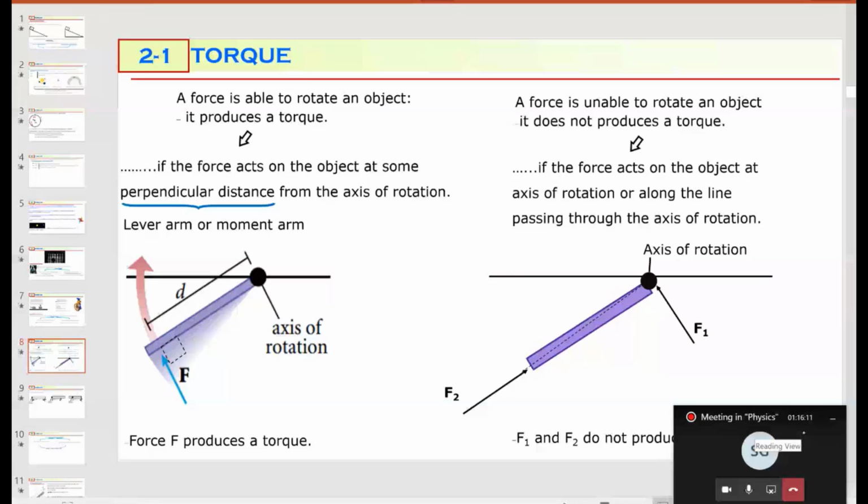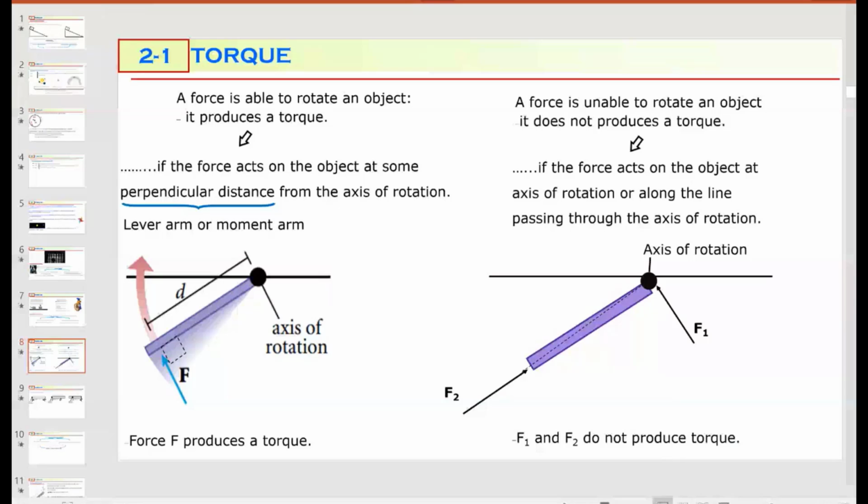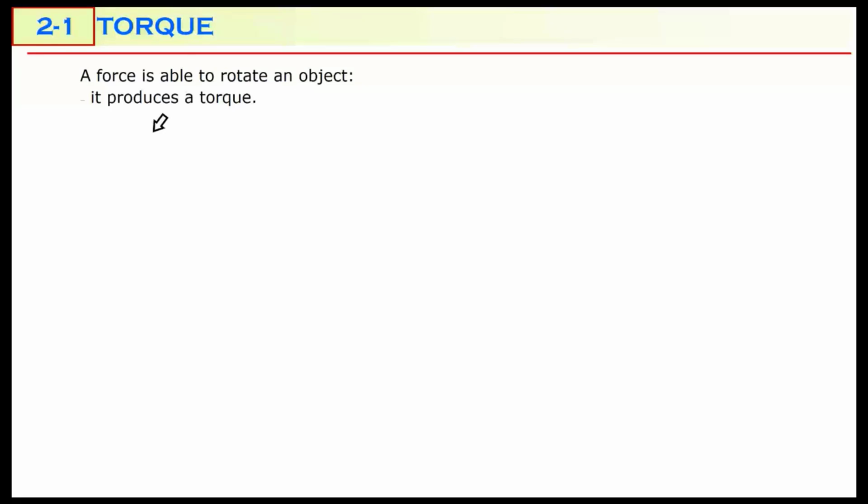Now I will continue screen sharing. So teacher, the object doesn't rotate if there's no torque. Yes, that's the point. Rotation starts with a torque. If no torque, rotation does not start. So that's why this F1 and F2 in here. Can you see the screen now? Yes, I can see.